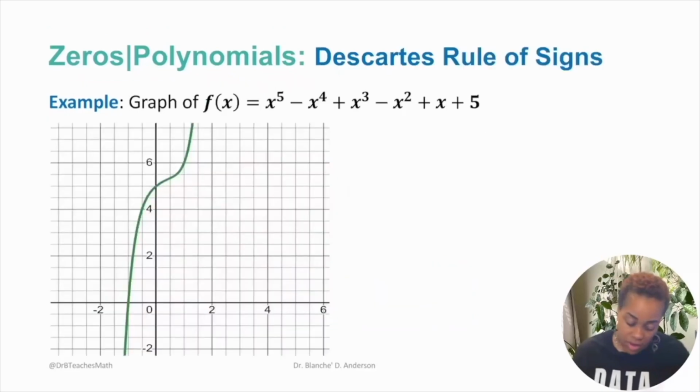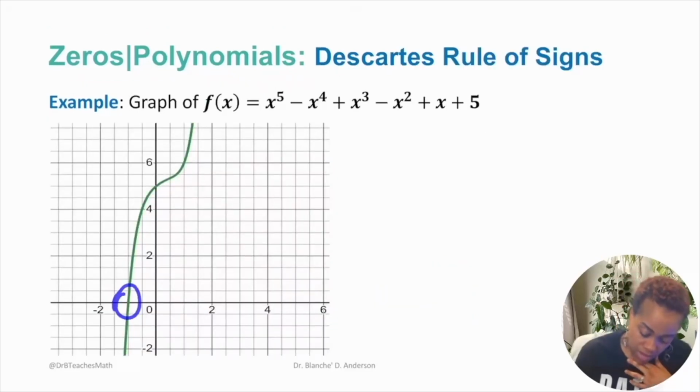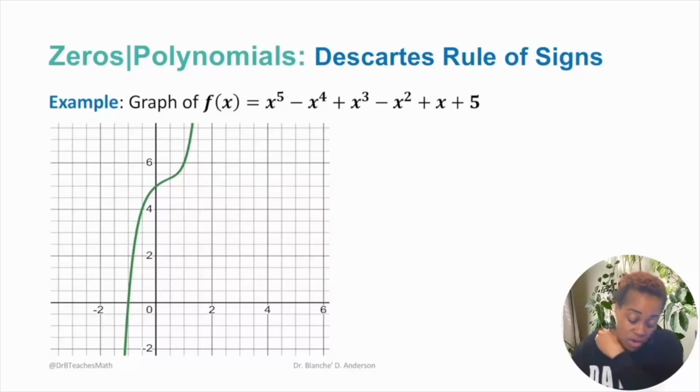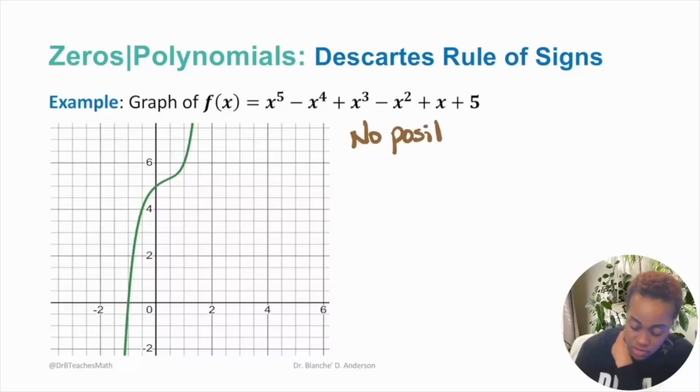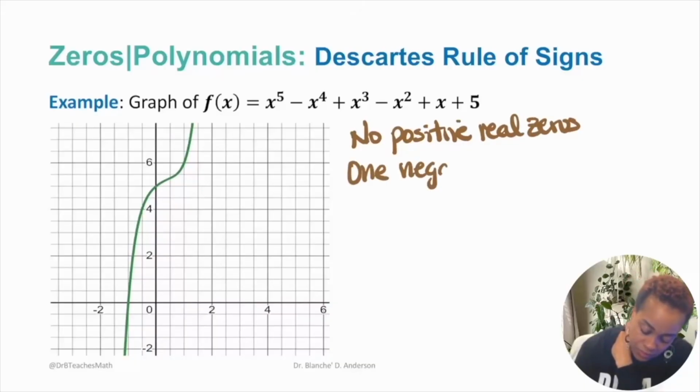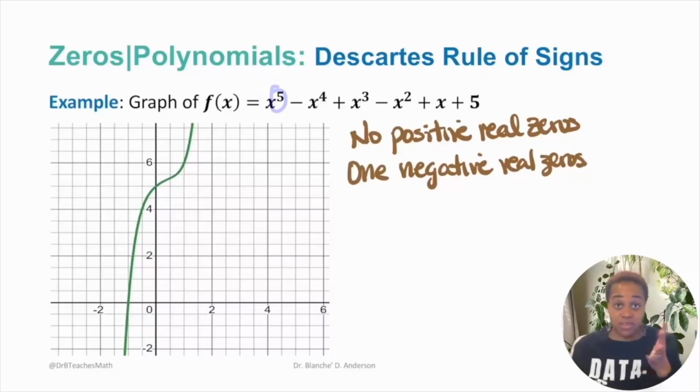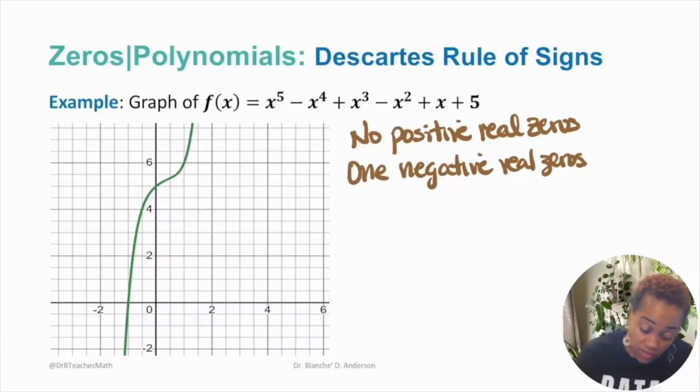So let's look at the graph. Yeah, 1 negative. So that means it had no positive real zeros because you don't see it on the graph. It had 1 negative. And we have a total of 5, so that means we're going to have what? 4 imaginary.